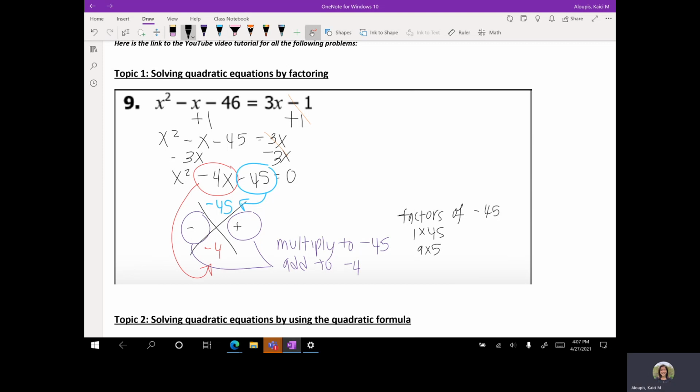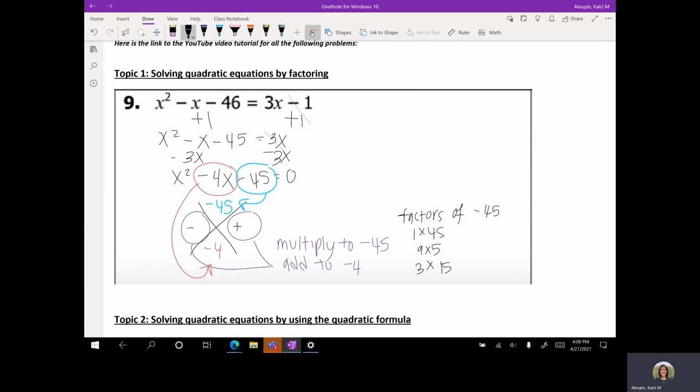And I think, oh no, there's also 3 times 15. Those are the only factors of 45. And since it's negative 45, one of those numbers needs to be positive and one needs to be negative. So it could be negative 1 times 45, or negative 45 times 1. That's how we'll produce negative 45.